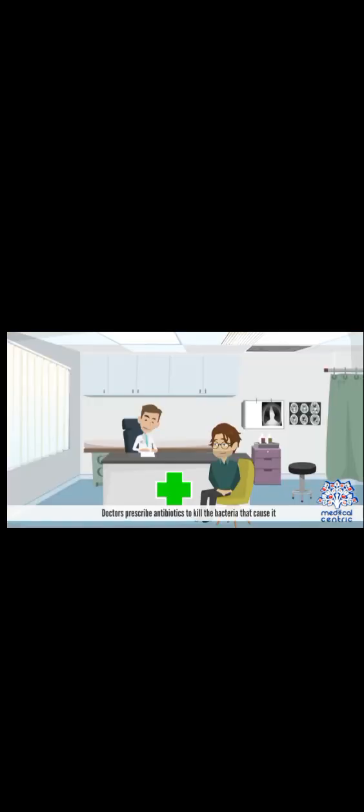Treatment. With the proper treatment, tuberculosis is almost always curable. Doctors prescribe antibiotics to kill the bacteria that cause it. You'll need to take them for 6 to 9 months. What medications you take and how long you'll have to take them depends on which works to eradicate your TB.